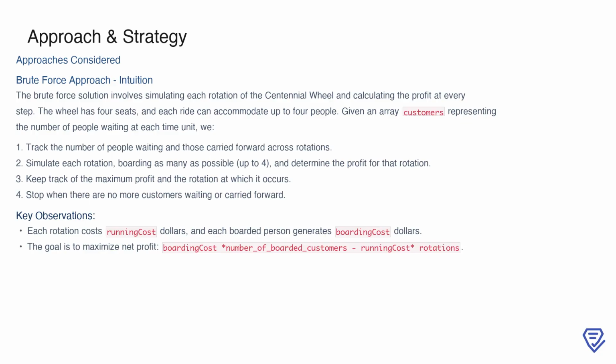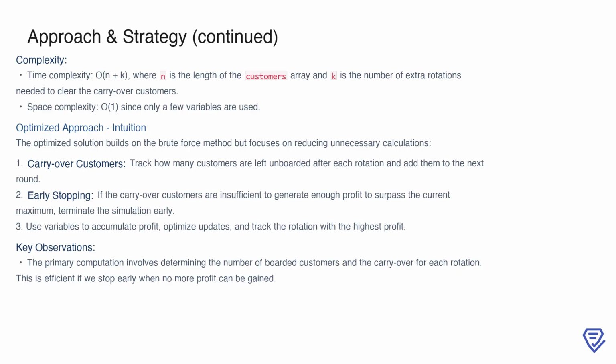While this approach is simple and intuitive, it can become inefficient for larger inputs, as we simulate each rotation exhaustively. Analyzing the brute force approach, we find that its time complexity is O(n + k), where n is the length of the customer's array and k accounts for the extra rotations needed to clear any carryover customers. The space complexity is O(1), as only a few variables are used to track the state.